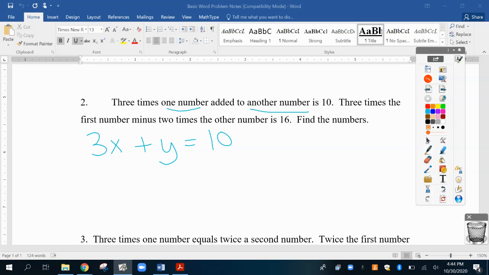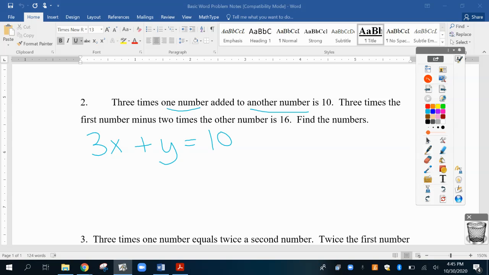So now we have 3 times the first number. The first number doesn't mean any number that we wrote down before. It's just saying pick that same variable that we picked for the first number in the first sentence. So the first variable that we picked was x. So again, this says 3 times the first number, so this is going to be 3x.